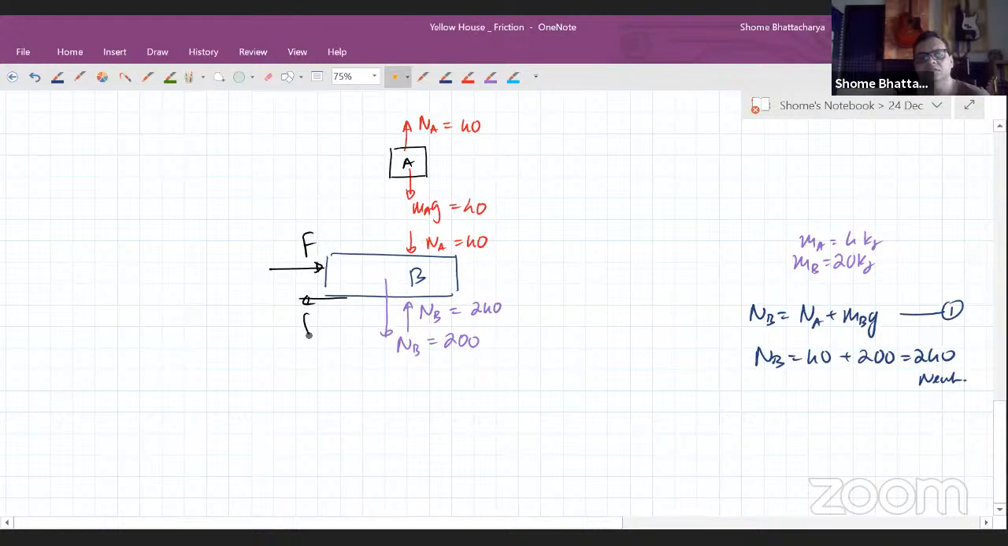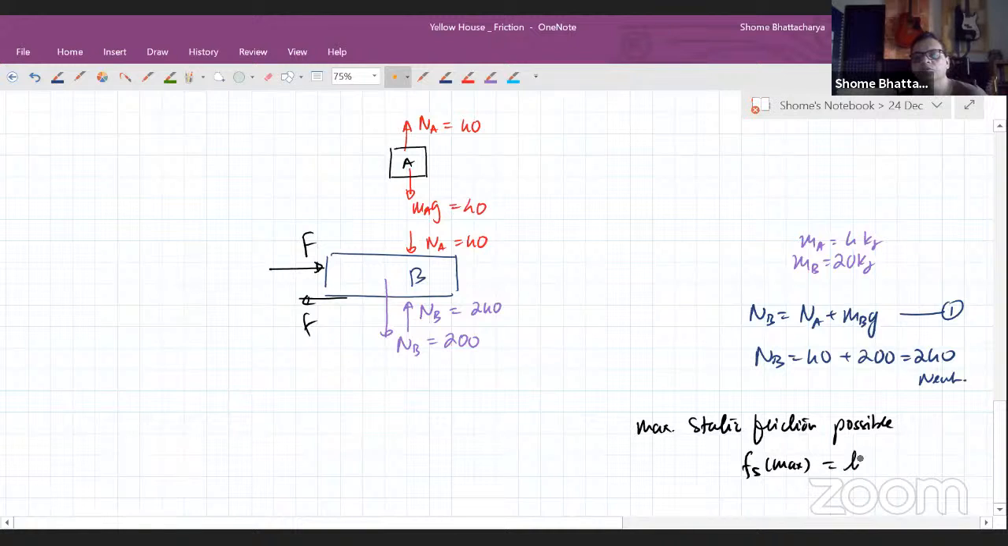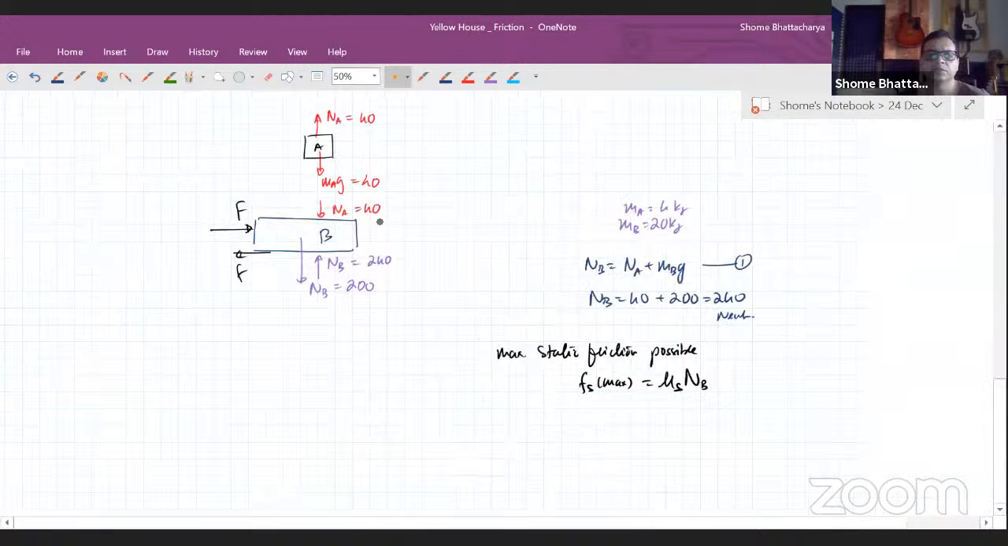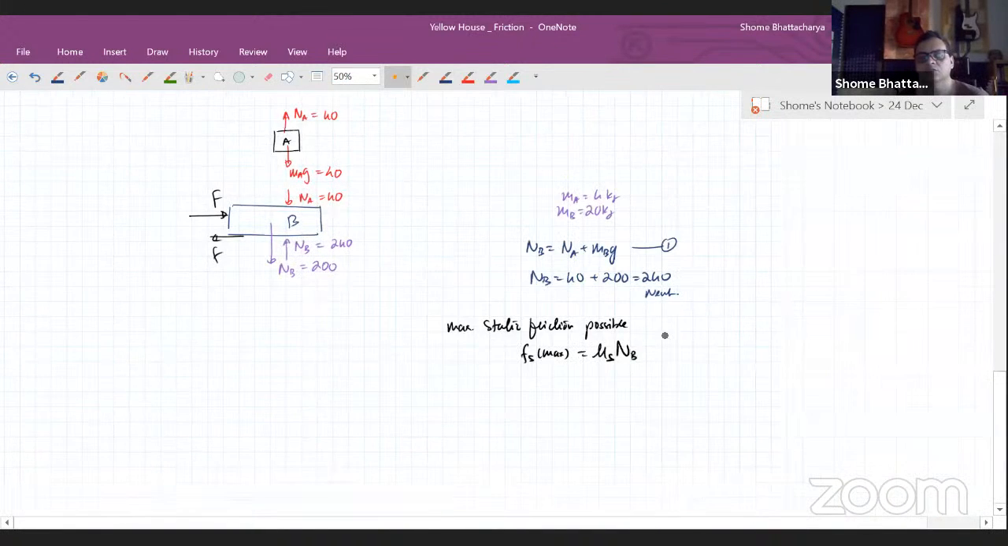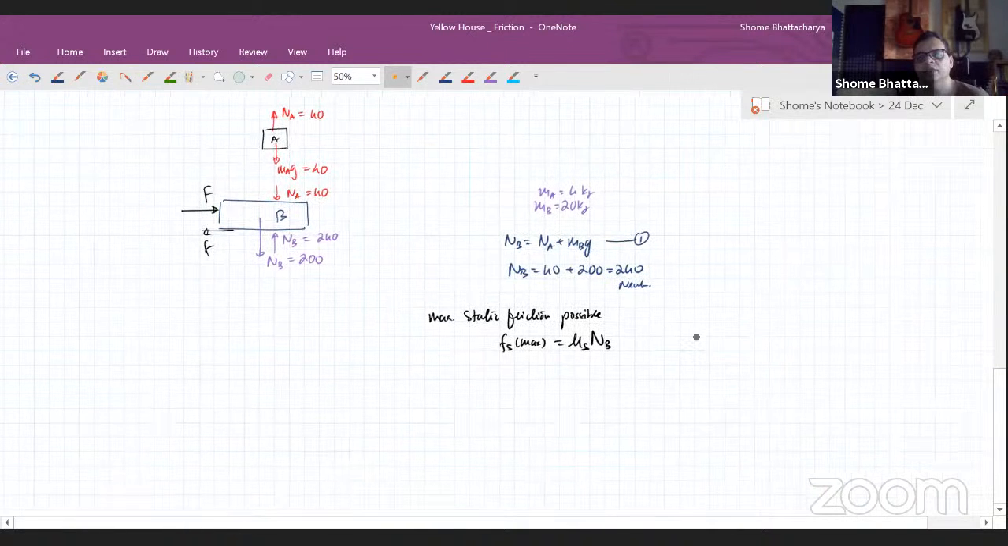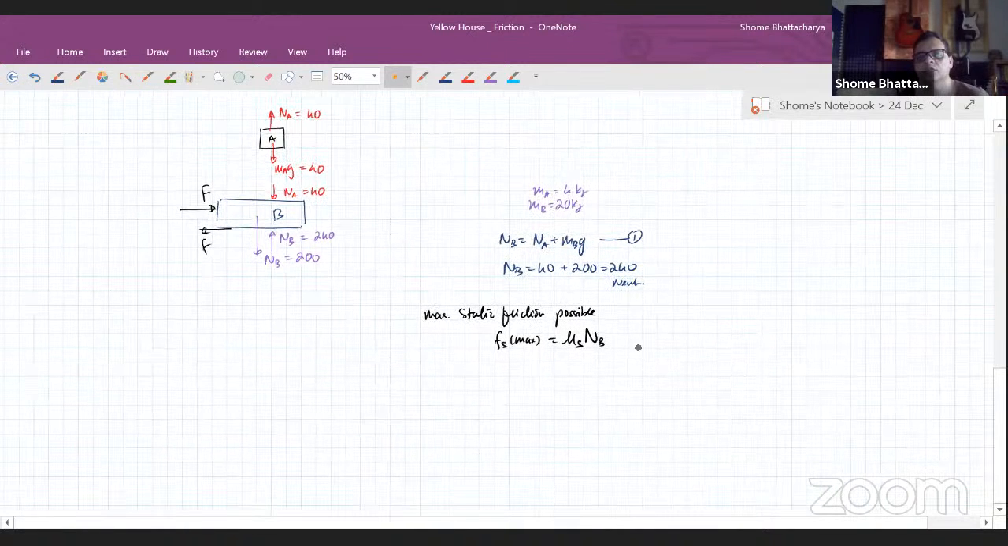So when we apply an external force like this on B, the maximum static friction possible is going to be the coefficient of static friction into the normal reaction between B and the ground, because the contact is between B and the ground. So this is going to be 0.25 into 240, that is 60 newtons.